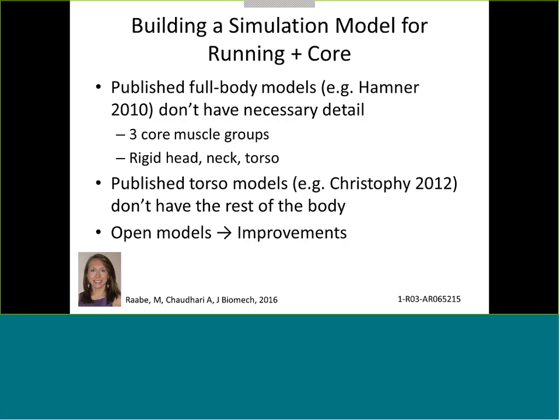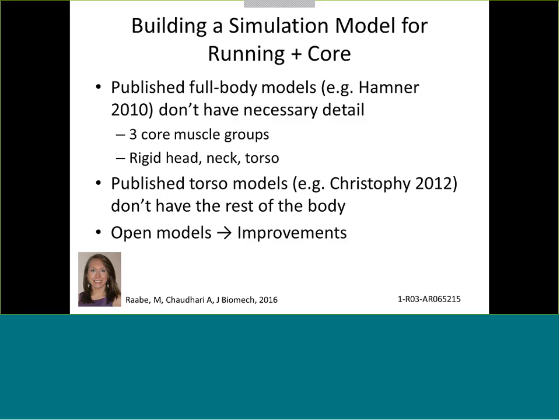There are some published full body models, for example, Hamner's model published in 2010, but they don't have the necessary detail if you're really interested in core stability. They had 3 core muscle groups that were all superficial muscle groups, and they have a rigid head, neck, and torso, so they don't allow any flexion, lateral flexion or twist of the lumbar spine in particular. On the other hand, when you look at torso models, there have been some that have been published that are actually very sophisticated, such as Christophe's model in 2012, but they only include the torso. They don't have the rest of the body.